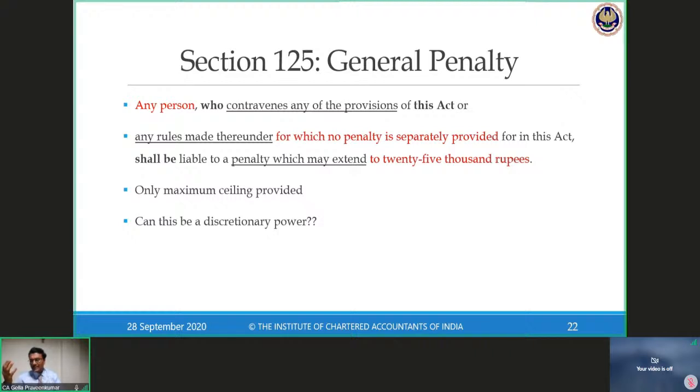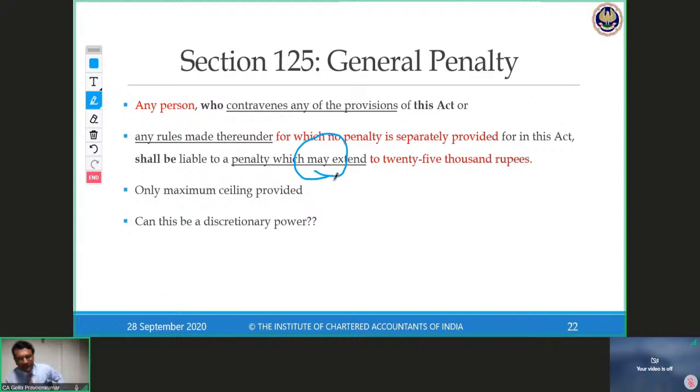For any small offences, if an officer is recovering a demand of 25,000, 50,000, that can be appealed against, where we will see in the next session what an appeal is. Being a discretionary power, because the law says which may extend up to 25,000. The term used is not "shall", it is "may". So it is indicated that it is a discretionary power, to alert the assessee not to commit this kind of offence again and again. So the officer can have a discretionary power to levy a penalty.